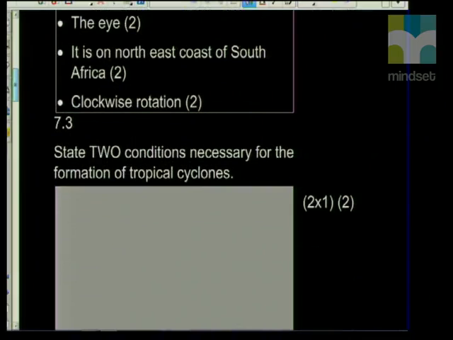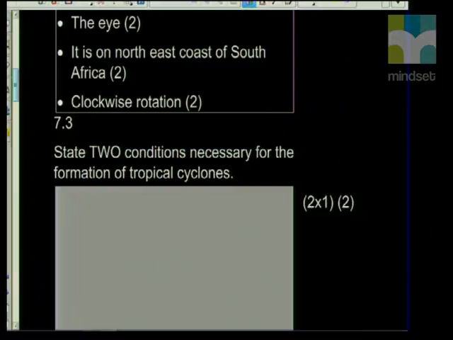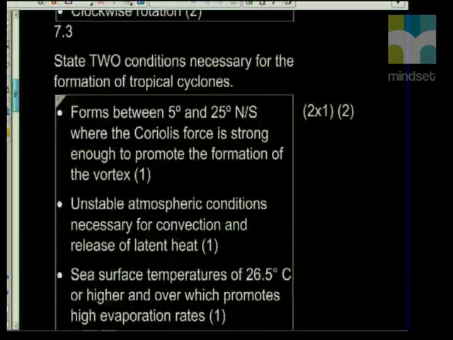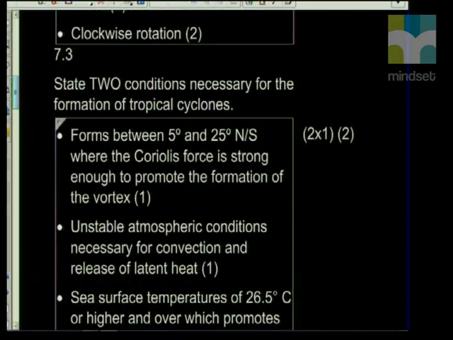State 2 conditions necessary for the formation of tropical cyclone. Now, it's a general question. Learners, whether it's KZN or the United States of America or Mozambique, it's the same conditions. Do not confuse yourself with that. You've learned it. You know it. Upper air divergence, etc. But let's go through that. It's stuff you know already. It's a state, so obviously 1 mark each.